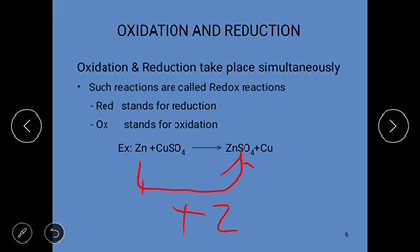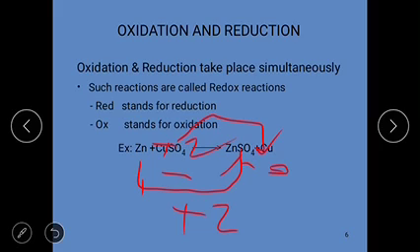Now we have to take copper sulfate. In copper sulfate, the oxidation number of copper is plus 2, and it converts into copper, which means the oxidation number of copper becomes 0.